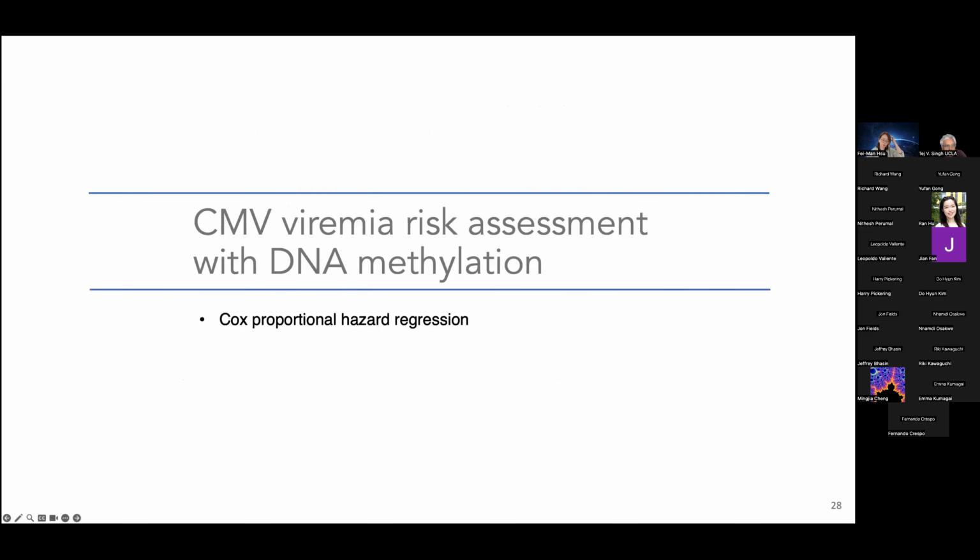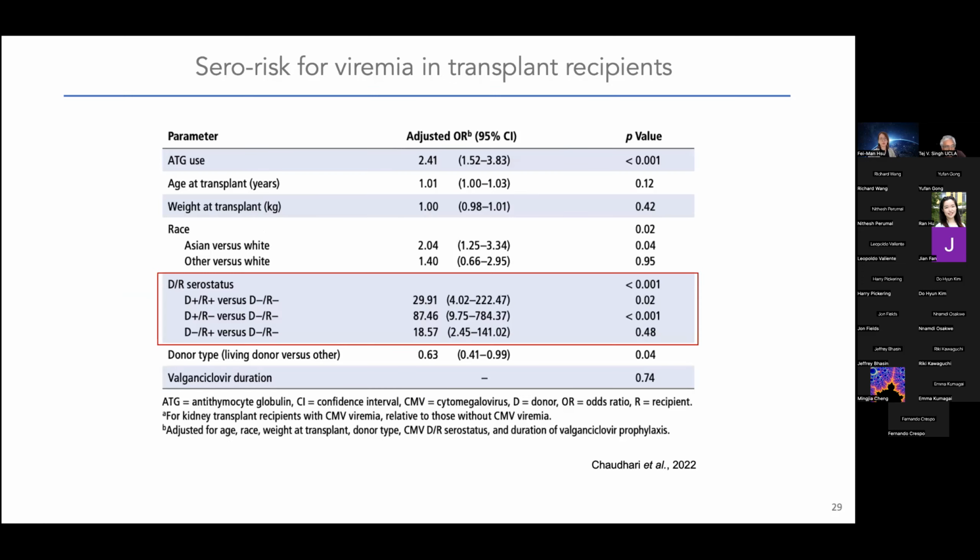Lastly, we're trying to make the DNA methylation data have more applications on the clinical side. We're trying to do CMV viremia risk assessment with the DNA methylation profiles we sequenced. We do this with Cox proportional hazards regression for CMV viremia.